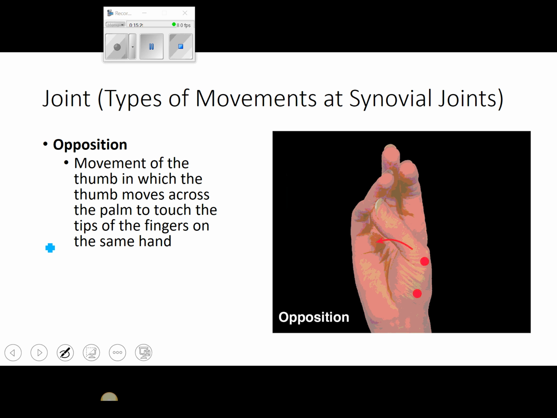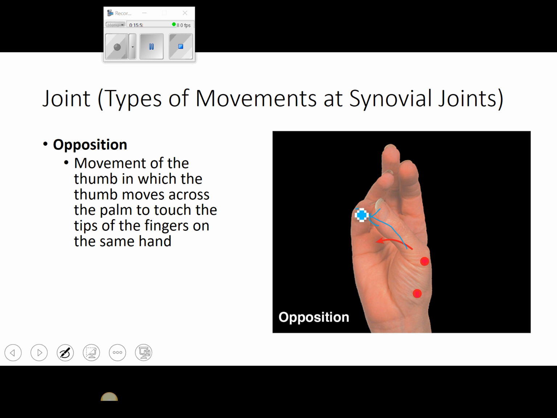Opposition is movement of the thumb in which the thumb moves across the palm to touch the tips of the fingers on the same hand. It shows you an example where the thumb is touching the pinky. So opposition is that movement of the thumb towards the surface of the palm or the pads of the other fingers. The opposition movement enables you to grasp and hold objects between the thumb and the palm.